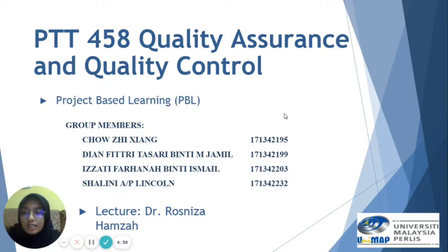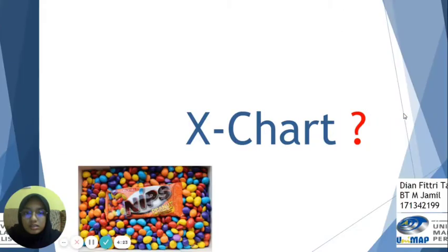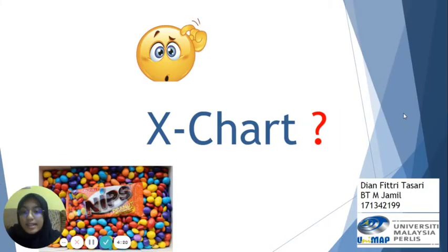I would like to present the project-based learning of quality assurance and quality control. Our title is the control variable chart for the Jack and Jill peanut nibs. So, we go through to the X bar chart. What is the X bar chart?